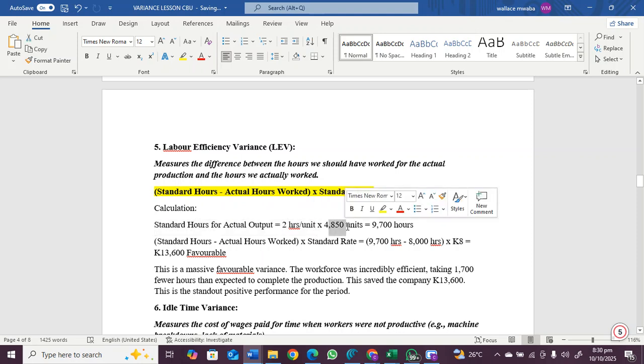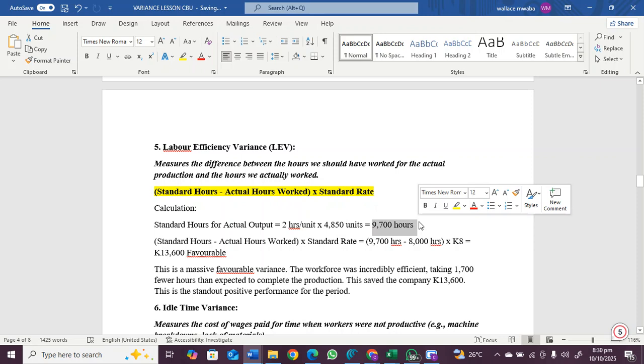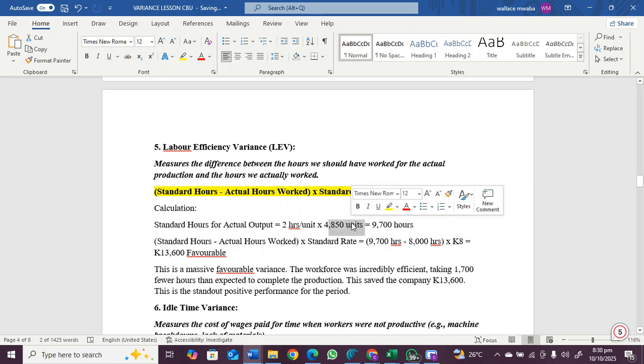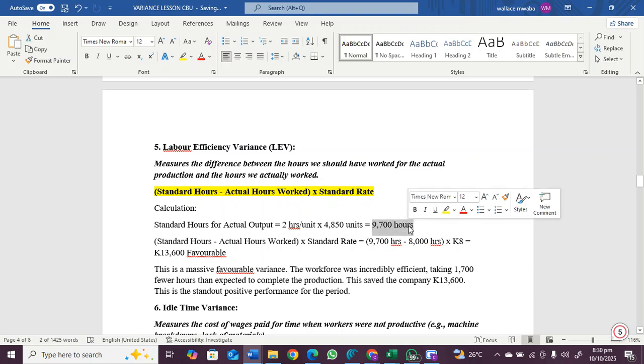We produced 4,850 units. So we're expected to spend 9,700 hours to produce these 4,850 units. But in actuality, we worked for 8,000 hours. So in this case, it seems we were efficient. We used fewer hours than the 9,700 we expected to use; here we used 8,000.